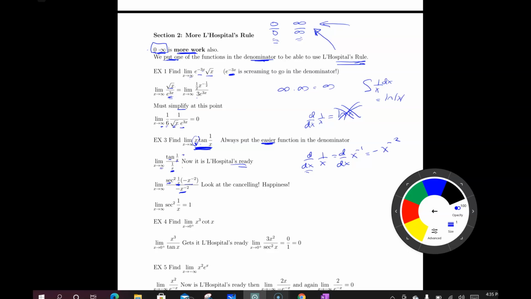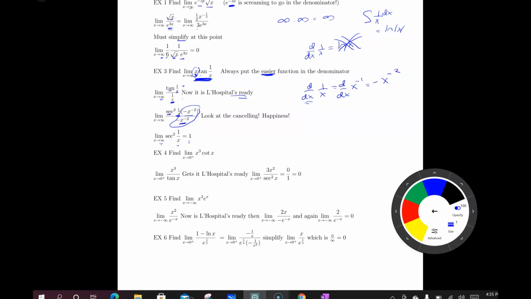So, derivatives here, look at these things. They cancel. So what am I left with? Just secant squared of 1 over x. Now plug in x equals 0, so I get 1 over infinity, which is 0. Secant squared of 0 is 1.